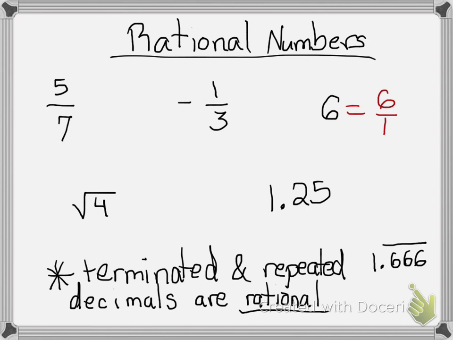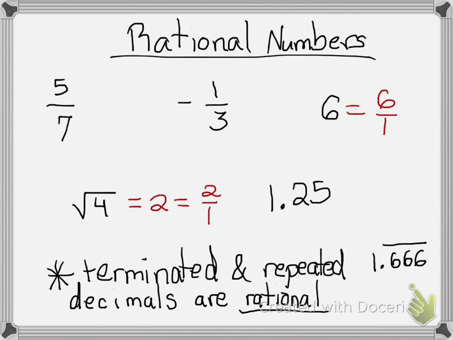And then also, looking at square root of 4. Square root of 4 technically equals 2. And 2 can be written as a fraction as 2/1. So that's why the square root of any perfect square, 4, 9, 16, etc., they can all be written as a whole number that can also be written as a fraction. So those are considered rational numbers. Also, when it comes to decimals, as long as the decimal terminates or it's a repeated decimal, it's also considered a rational number.